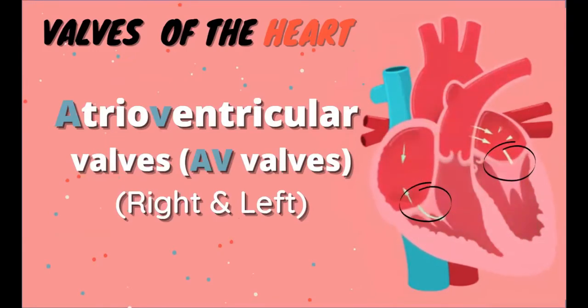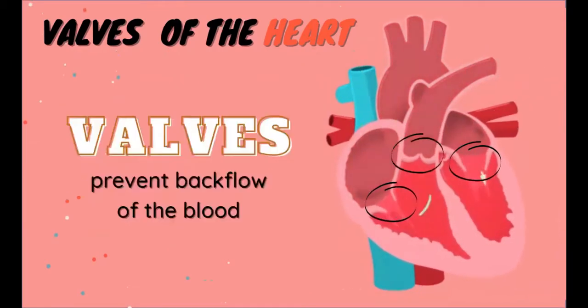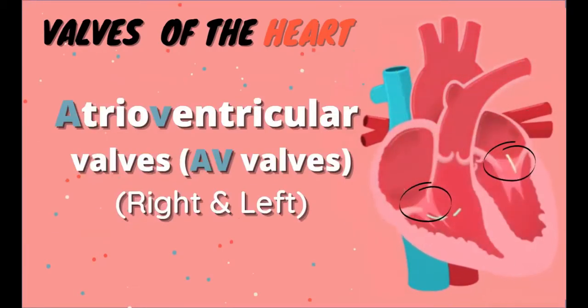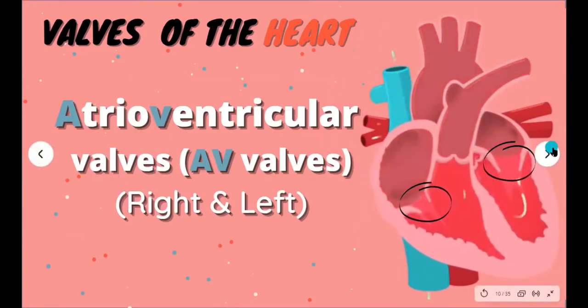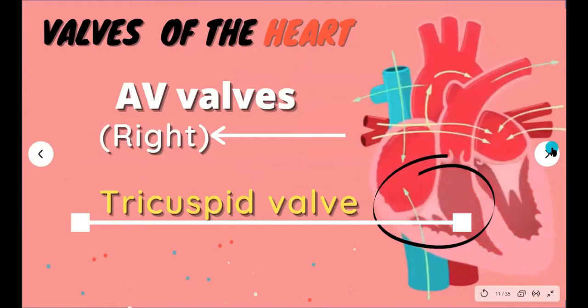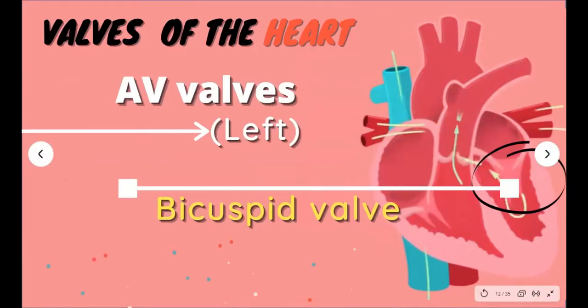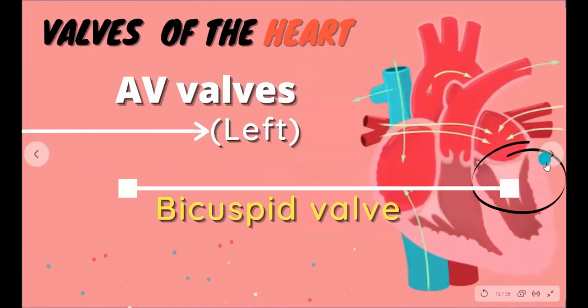The valves between the atrium and the ventricle are called the atrioventricular valves. Examples of atrioventricular valves are the tricuspid valve, found between the right atrium and the right ventricle, and the bicuspid valve, found between the left atrium and the left ventricle.